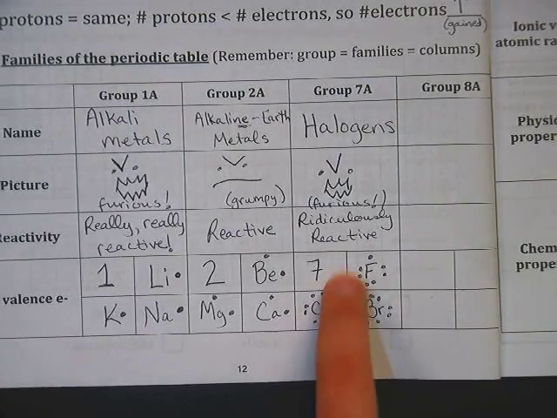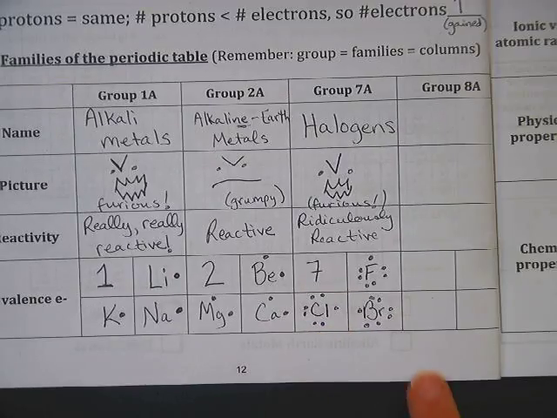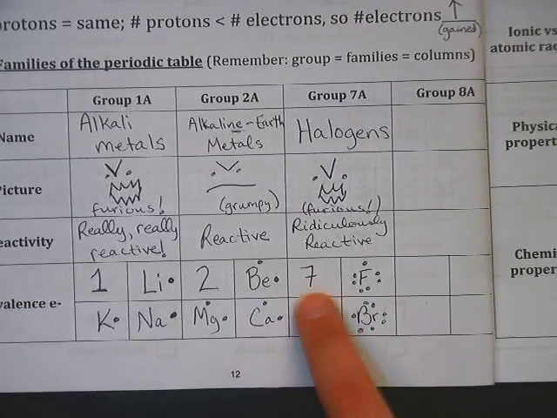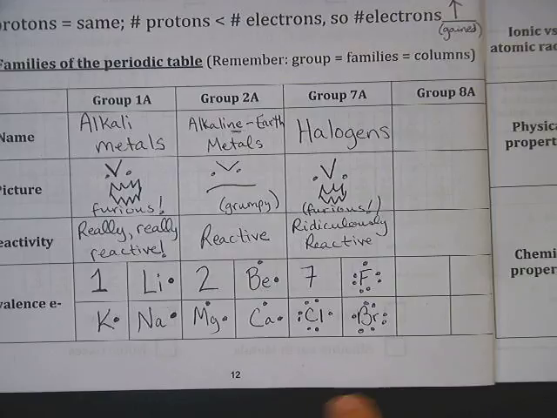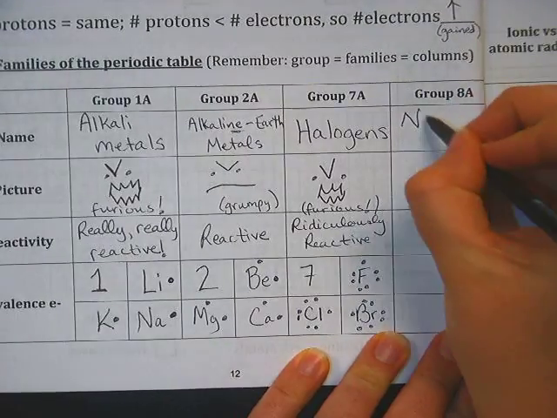Okay, there are a couple different ways you could draw them, but each way they've got 7 dots. There's always 3 pairs and then 1 left over. And our last group, the 8th group, Davenport, what's the last group called? The noble gas. Yes, those are the noble gases.